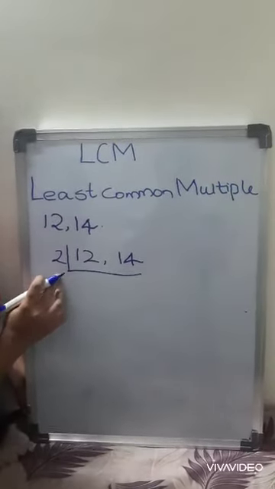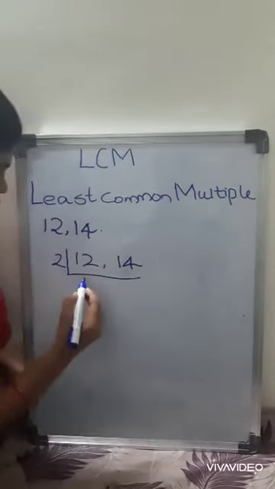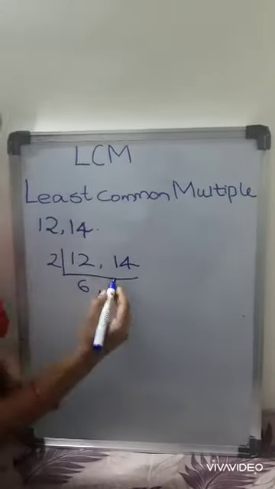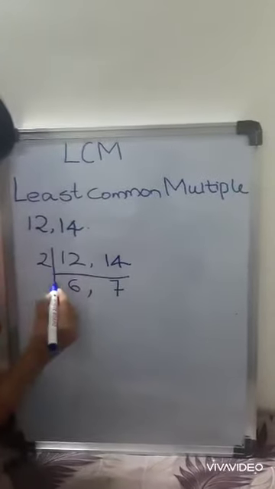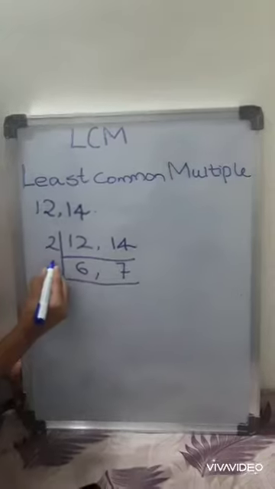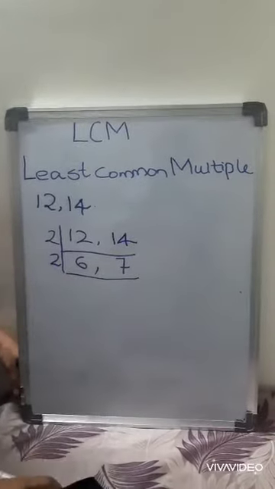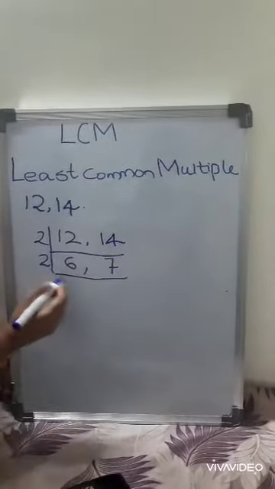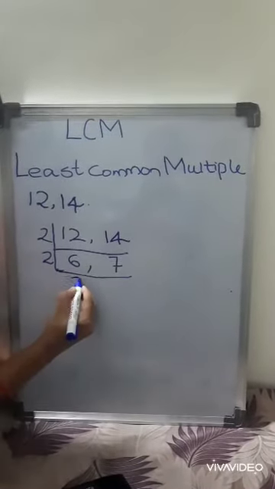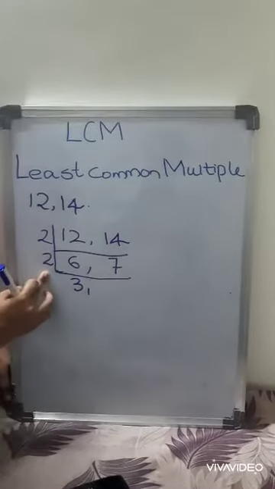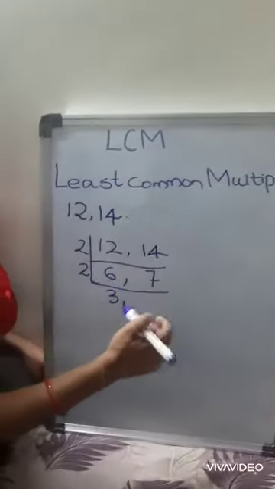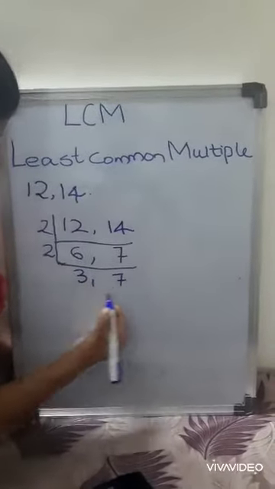Is 12 divisible by 2, is 12 a multiple of 2? Yes, 6 twos. 14, is 14 a multiple of 2? Yes, 7 twos. Next, again go with 2. You can also go with 3. See, 2 again. Is 6 a multiple of 2? Yes, 3 twos. Is 7 a multiple of 2? No. In this case, what you have to do is write the same number as it is in the next step.